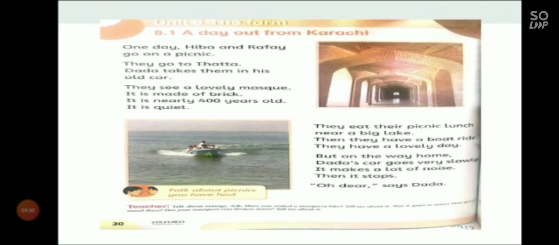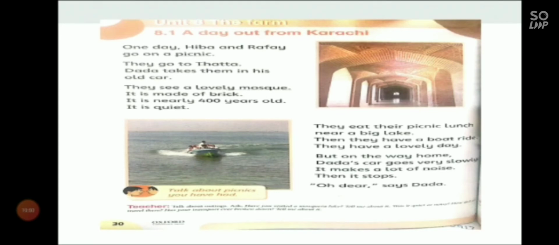So here, as they are moving on the water, in the lake, they are using the boat as water transport. Now look here, when they were going back home, Dada's car goes very slowly. Why did it get slow? Because as we have read before, it was an old car, so it got some problem.